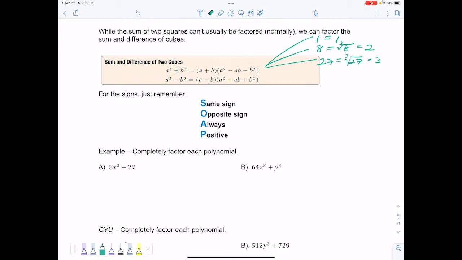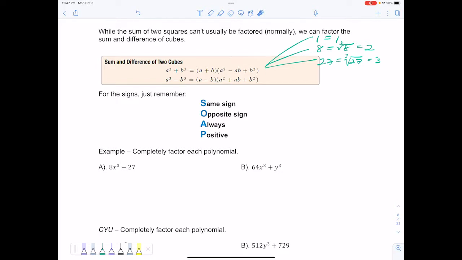Okay, so if you look at the way we factor, you can add 2 cubes and subtract 2 cubes. And if you're adding 2 cubes, you're going to have a plus b times a squared minus ab plus b squared. And if you are subtracting, the only difference is there's a minus here and a plus here.